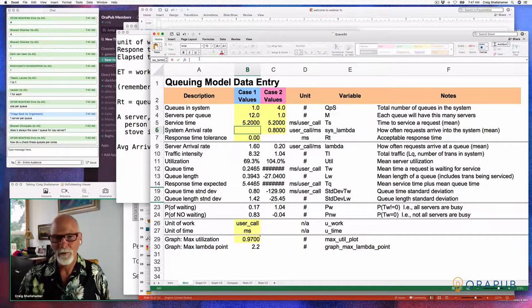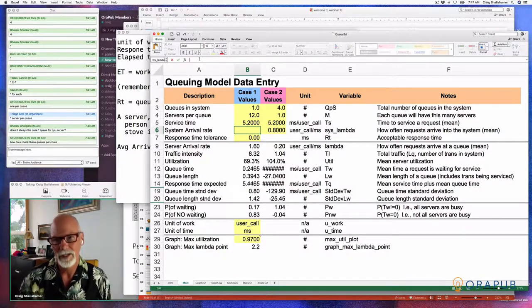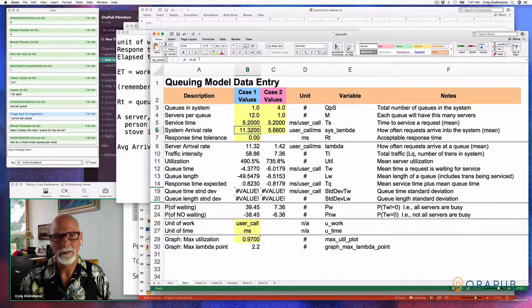That way, when I go back later and say, how did I come up with this weird number? I say, oh yeah, that's that big number. That must be the user calls, and I can see I converted the snapshot interval to milliseconds. And so let's say in this example that it comes out to 11.320 per millisecond, which is actually a lot. Okay, now don't worry about all these negative numbers yet.